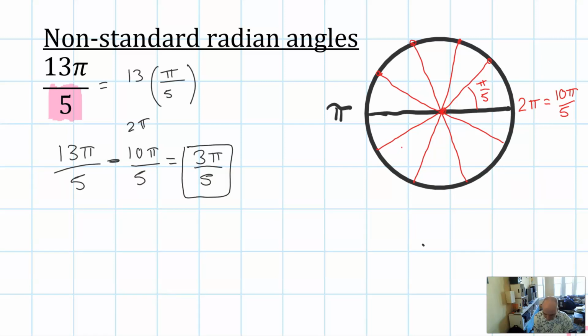That is an angle I can find just by going back to this picture, taking my slice size of pi over 5, and shading in 3 of them to make that the terminal side of 3 pi over 5. So that's how you deal with a non-standard radian angle when there's a pi involved, which is just the same procedure with different numbers of slices. The denominator is different, you just draw a different picture.